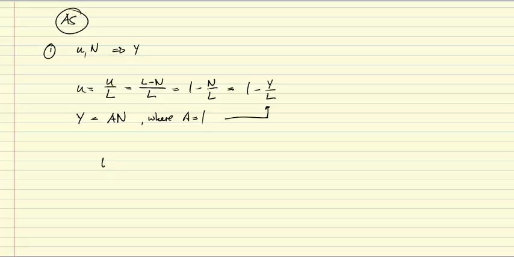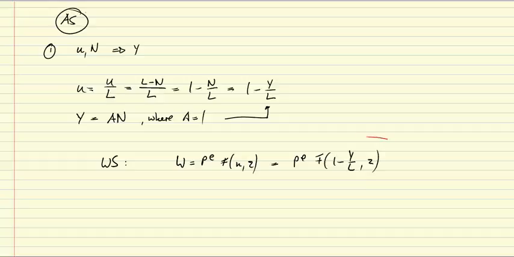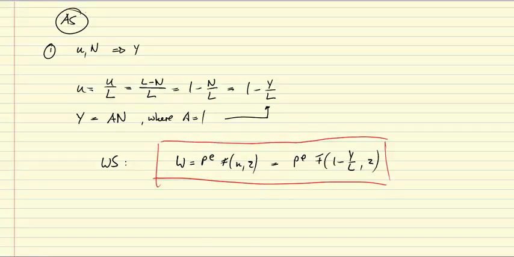For the wage setting relationship, WS, W equal to PE times F of U, Z, that means we can write F in terms of Y, namely 1 minus Y over L, Z. That is exactly the same relationship as we've used previously, just that instead of specifying it in terms of U, we specify it in terms of Y. Notice that the unemployment rate, 1 minus Y over L, still has a negative effect on nominal wages, but because Y enters in this expression with a negative sign, output has a positive effect on the nominal wage.